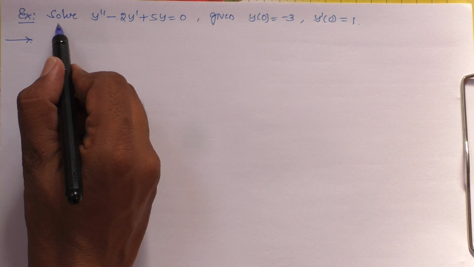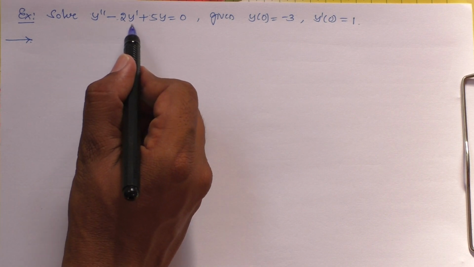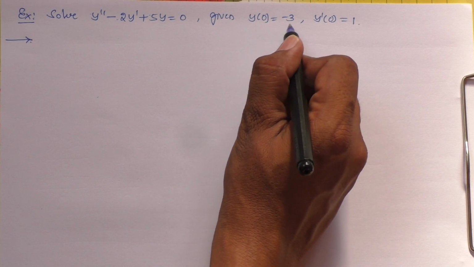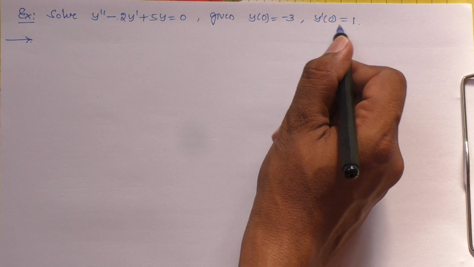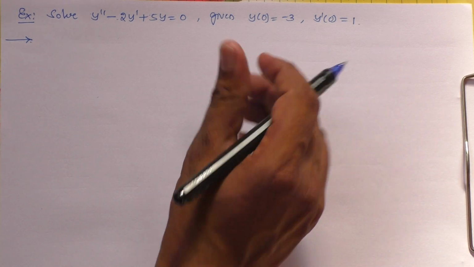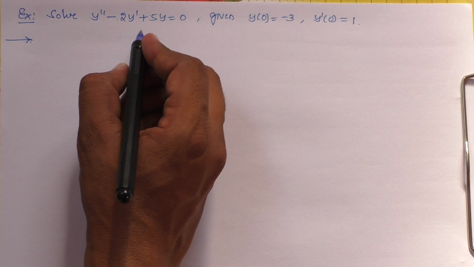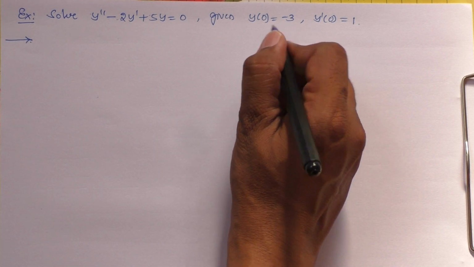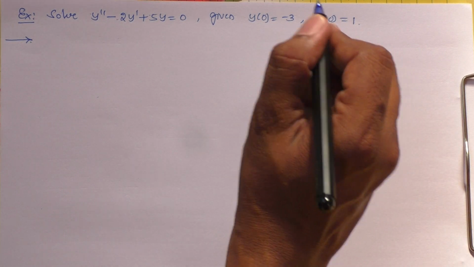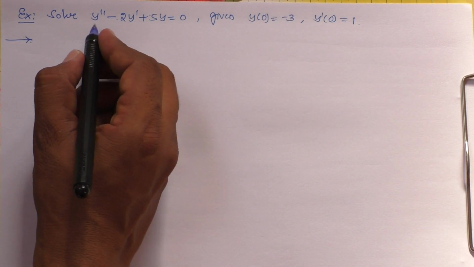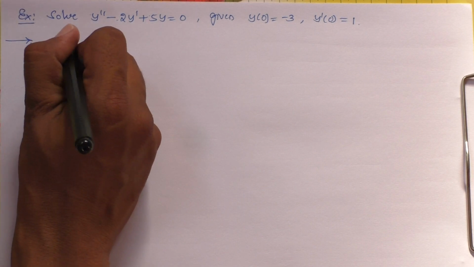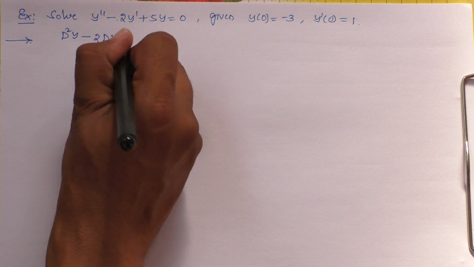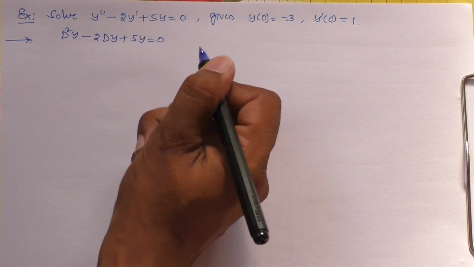The question is like this: solve y double dash minus 2y dash plus 5y equal to 0, given that y of 0 equal to minus 3, y dash of 0 equal to 1. So before going to this problem, first solve the differential equation. Whatever solution we get, on that solution you need to apply these two initial conditions. So now y double dash means D square y, minus 2, y dash means Dy, plus 5y equal to 0.